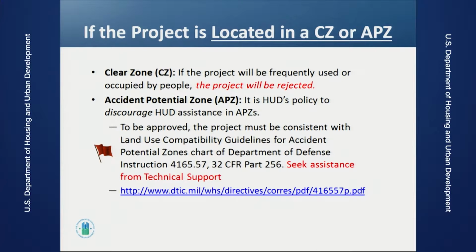Okay, and I think I just said this, but just one more time, if it's in the clear zone for the military airfield, it is going to be rejected. If it is in the APZ 1 or 2, then there's a specific guideline that determines the land use compatibility for the airport accident potential zones 1 and 2, and it is here. Seek technical assistance for help on determining whether or not your project can move forward if it's in the APZ 1 or 2.